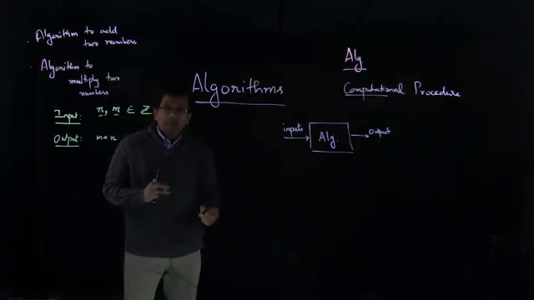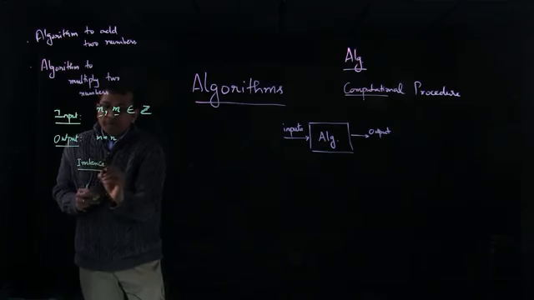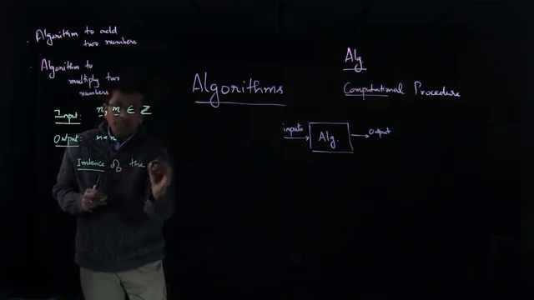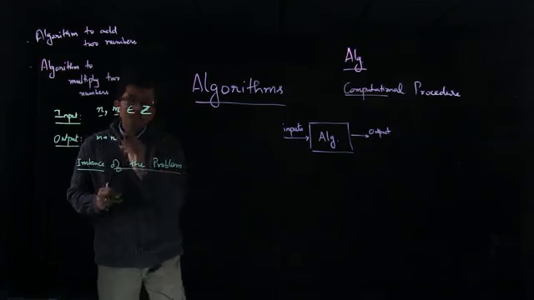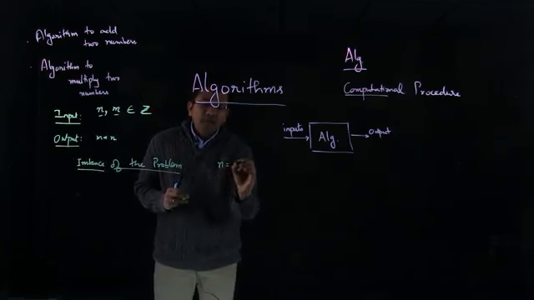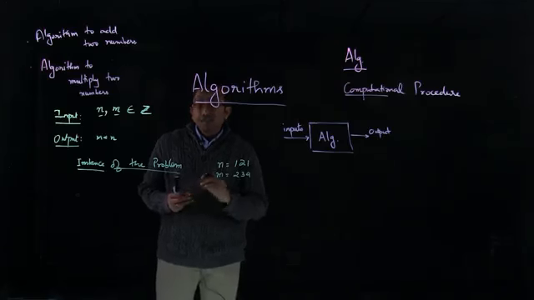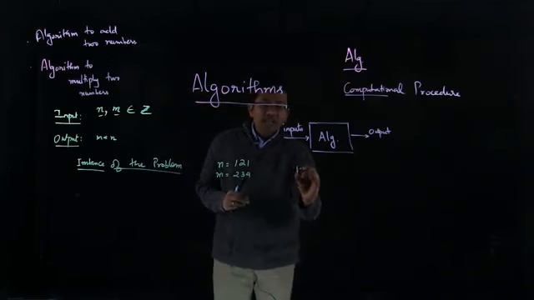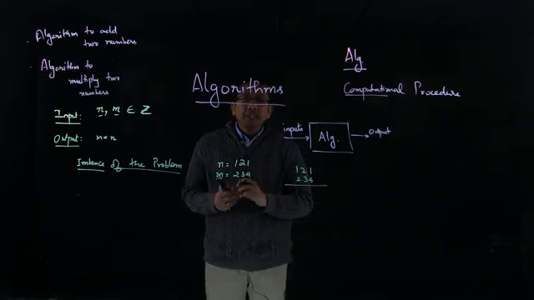All right. Now as an example, or as an instance, whenever we plug in values for the input, we call it an instance of the problem. So what's an instance of this problem? Let us take n equals 121 and m equals 234. Fond memories of grade school, all right? And what is the algorithm? The algorithm is going to be a step-by-step procedure to perform this kind of multiplication, all right?